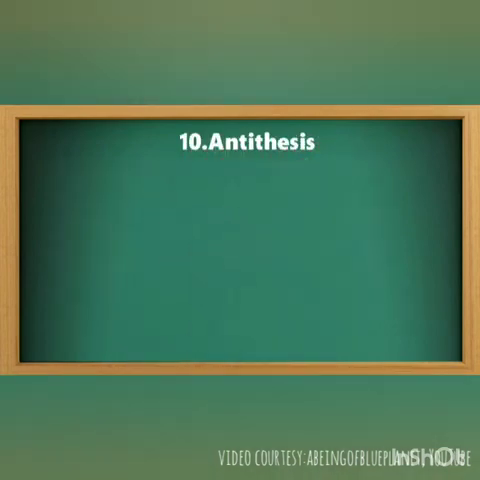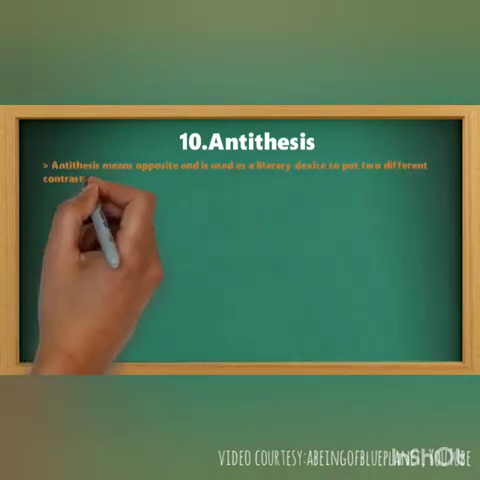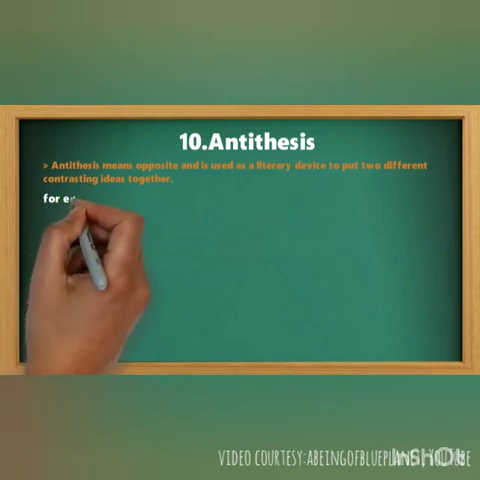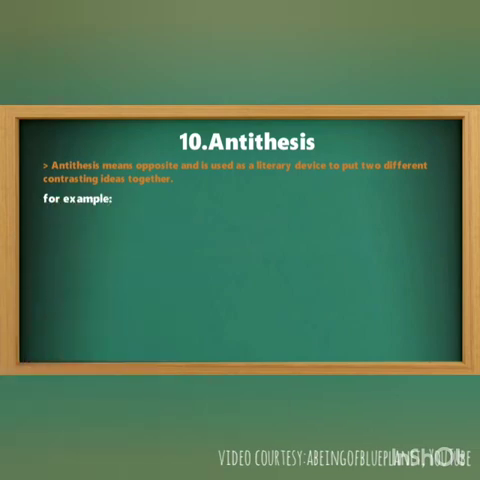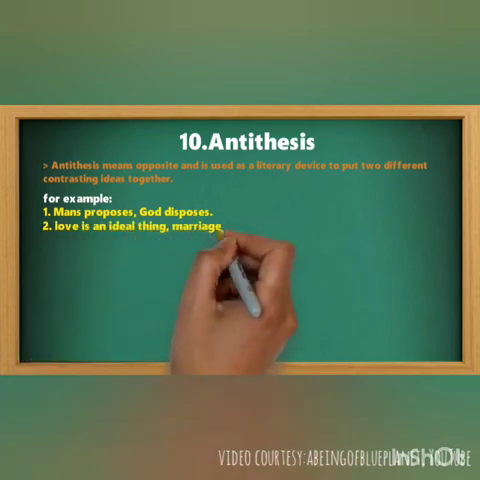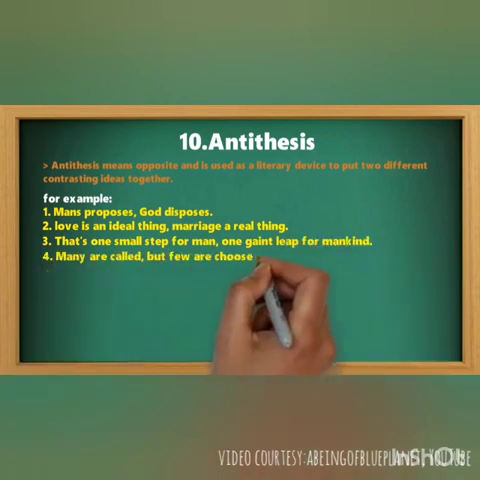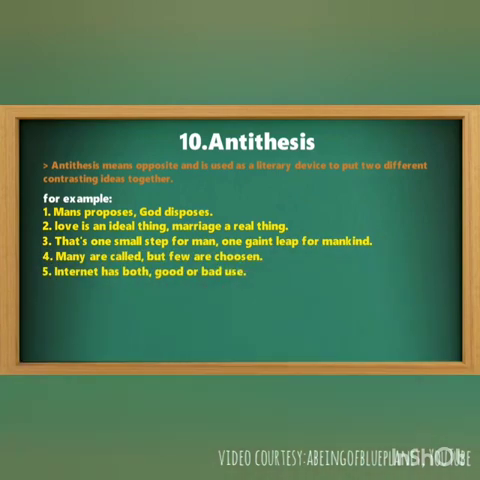Now let's discuss the final figure of speech, that is the antithesis. Antithesis means opposite, and it is used as a literary device to put two different contrasting ideas together. Examples: man proposes and God disposes. Love is an ideal thing, marriage a real thing. So these are some of the important figures of speech used in the English language.